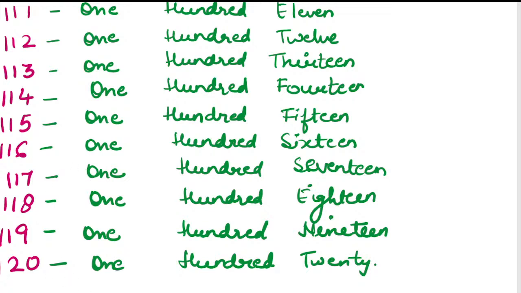So that's how you can teach your child the place values and the number names from 101 to 120.